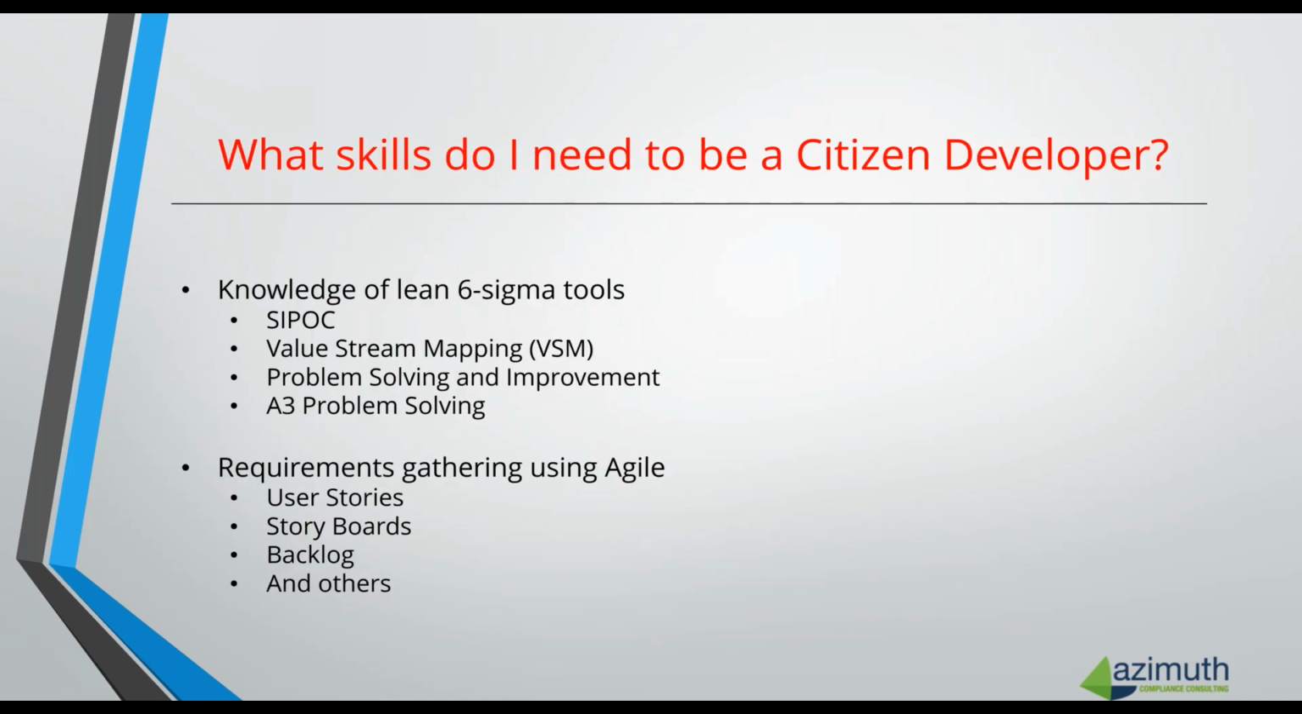So what skills do you need to be a citizen developer? One thing I found that's very important is Lean Six Sigma tools. SIPOC. I'm not sure if you ever heard of SIPOC, but this means supplier, input, process, output, customer. So let's break that down a little bit. Supplier: who is providing that information, or where is that information coming from? How's it entered into the system? How's it going to be processed? How's it going to be displayed, and who is it going to be displayed to? That's basically what SIPOC means.